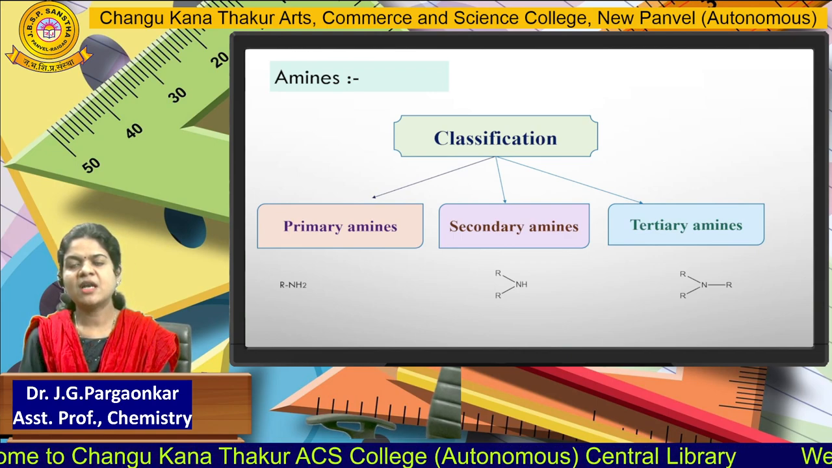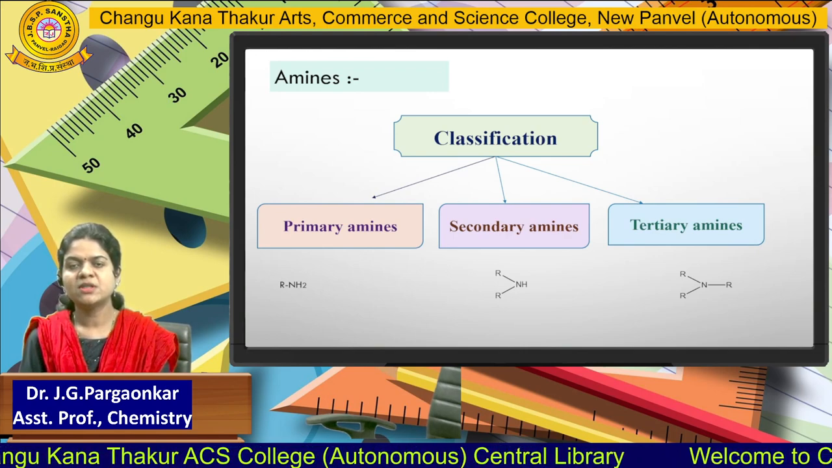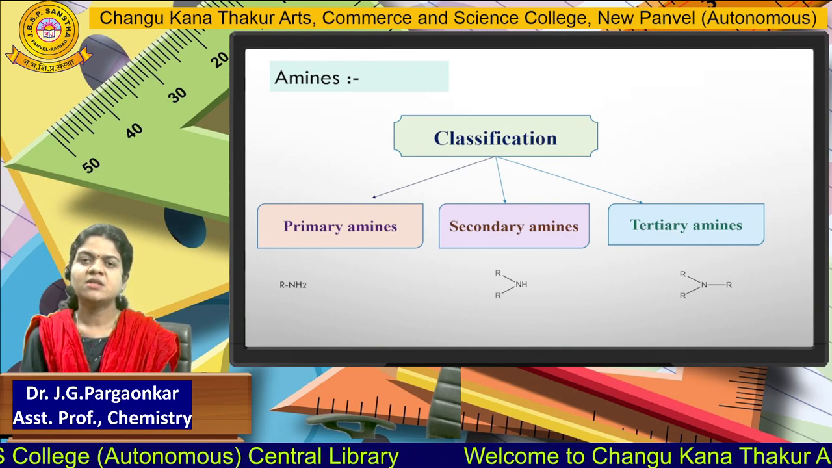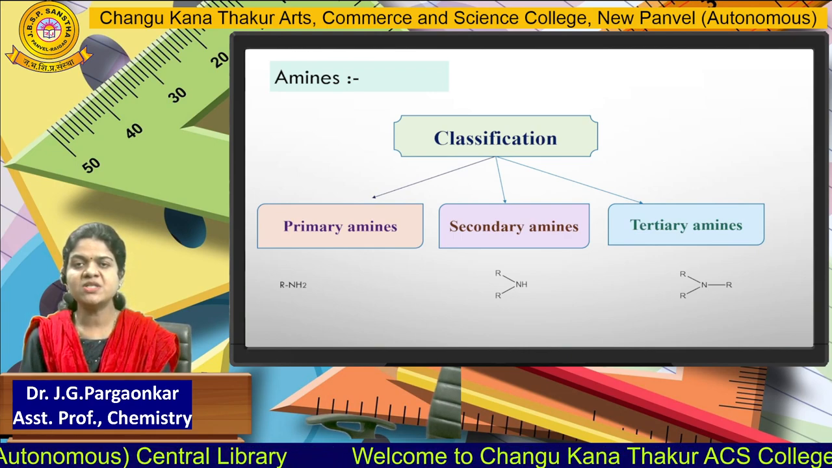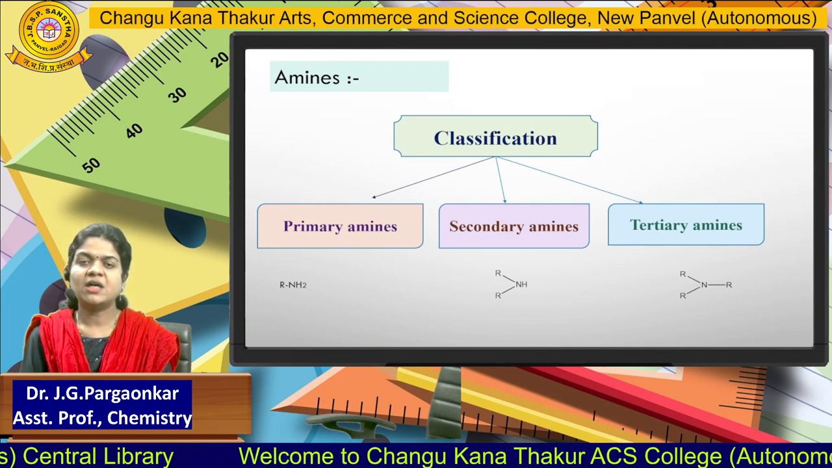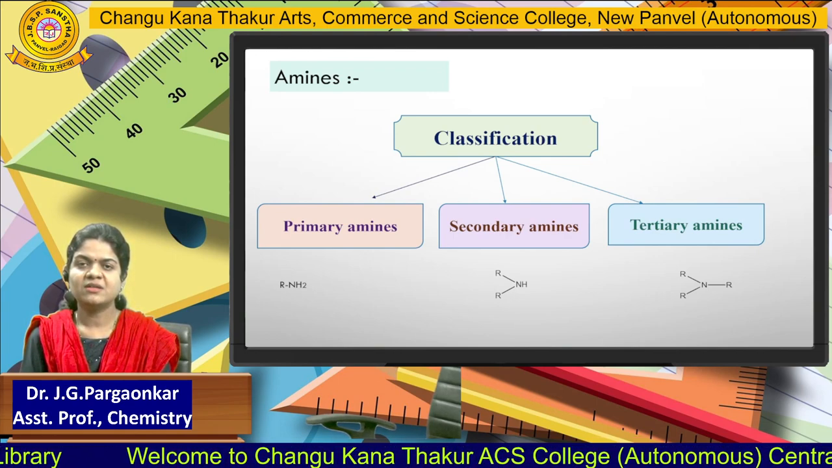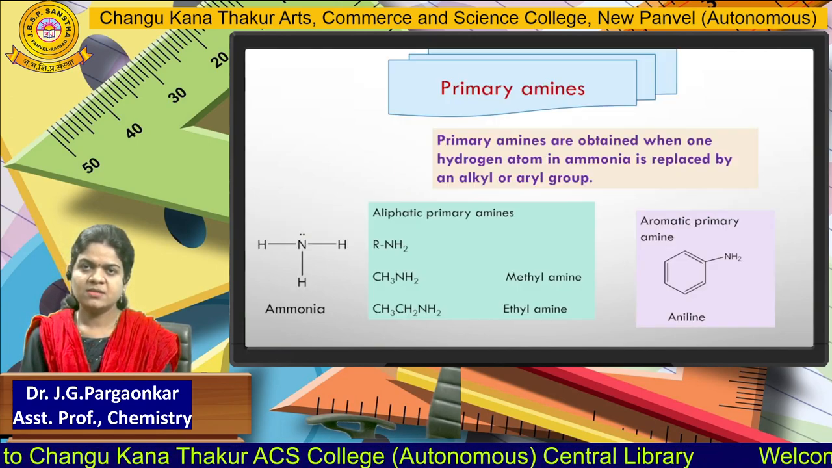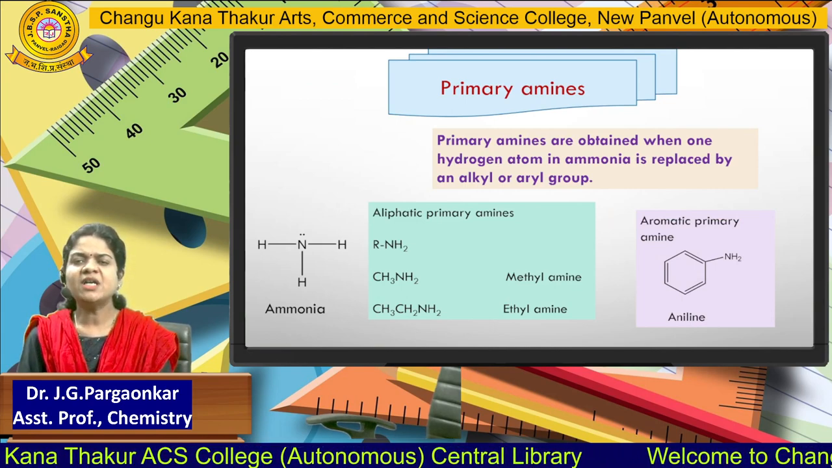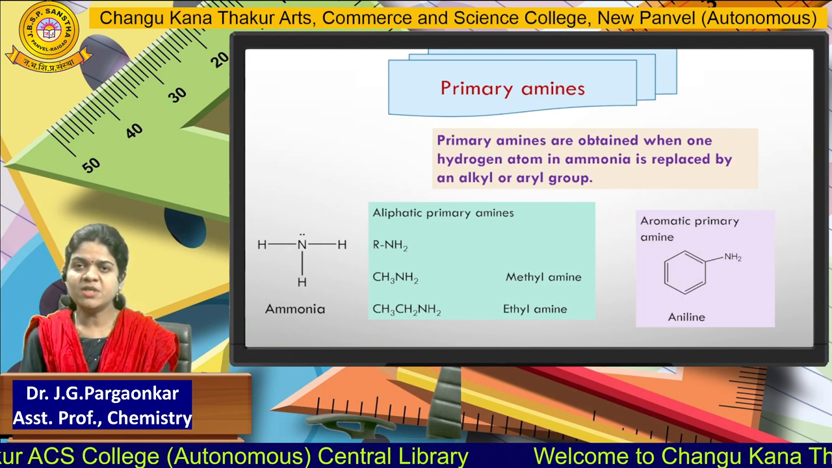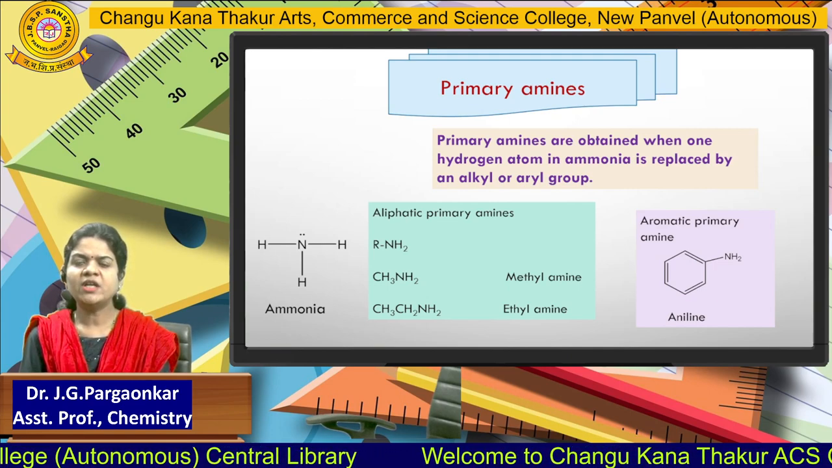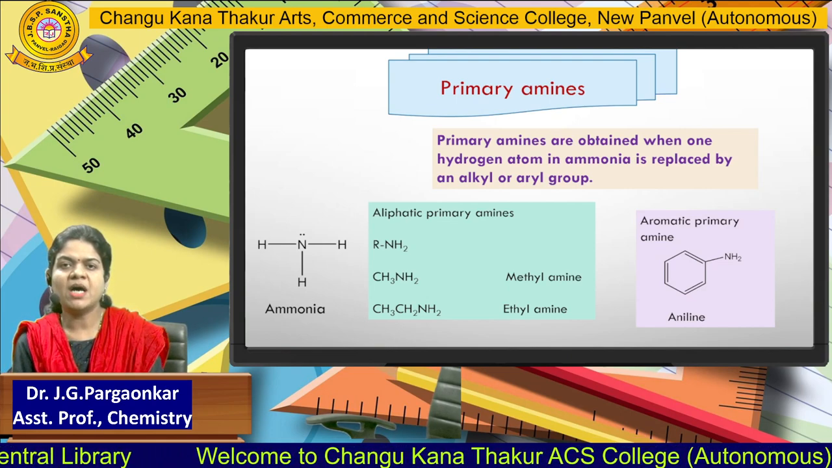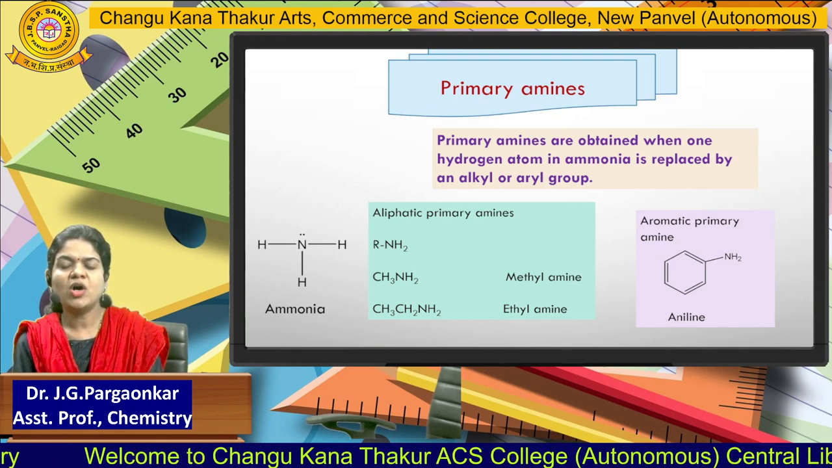Amines are further classified into the following groups: primary amines, secondary amines and tertiary amines. This classification is based on the number of alkyl or aryl substitutions on the nitrogen atom. See, what do we mean by primary amine? Primary amines are obtained when one hydrogen atom in ammonia is replaced by an alkyl or aryl group.